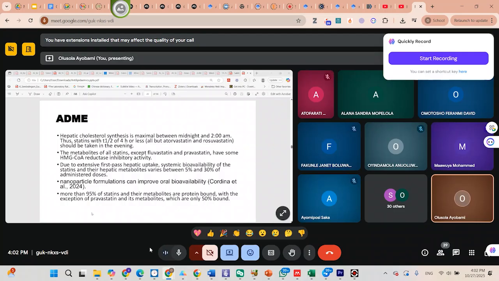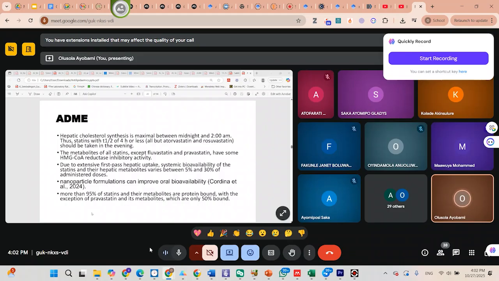Most statins have a very short half-life of about 2 to 4 hours, except for atorvastatin and rosuvastatin. So most statins are taken in the evening to match the chronobiology of hepatic cholesterol synthesis. Are you guys following? Yes, sir. Yes, statins are used in the evening. Let this stick to your head now.